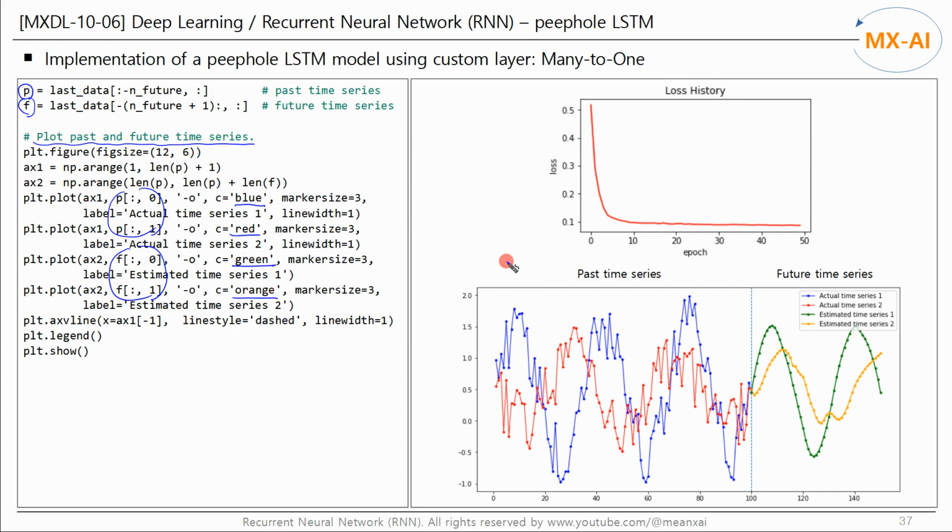Let's check the results. You can see that the mean squared loss decreases significantly as training progresses. Now, let's look at the past and predicted future time series. The blue and red are the observed past time series. The green and orange are the predicted future time series. You can see that two sine curves with different frequencies are predicted. You can also see that the noise has been removed.